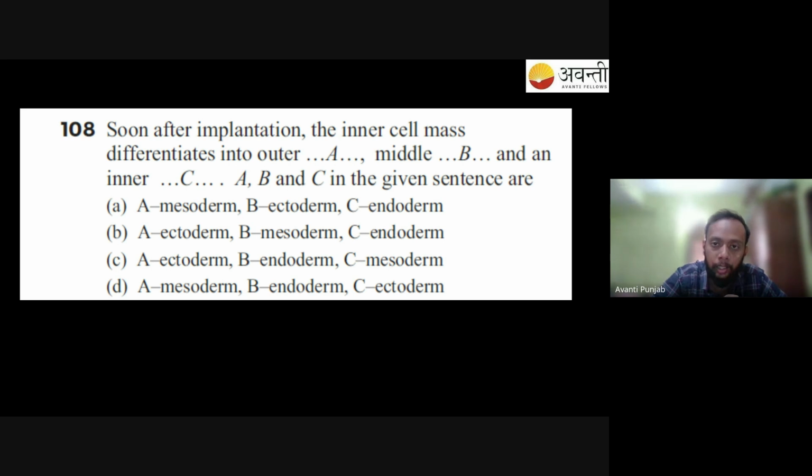Soon after implantation, the inner cell mass differentiates into an outer dash, middle dash, and an inner dash. बताइए A, B and C आपका यहाँ पे क्या है? क्या बात है, लुधियाना ने तो आंसर कर भी दिया इतने जल्दी. बाकी लोग भी ट्राई करिए. क्या लग रहा है आपको इसका आंसर? लुधियाना ने आंसर भी चेंज कर दिया.